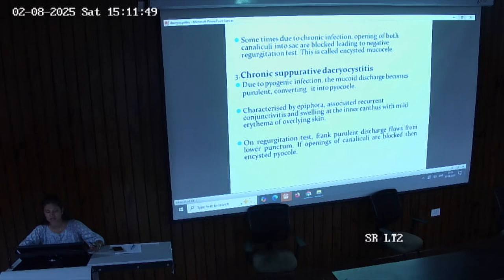It is due to a pyogenic infection. The mucoid discharge becomes purulent, converting it into a pyocele.